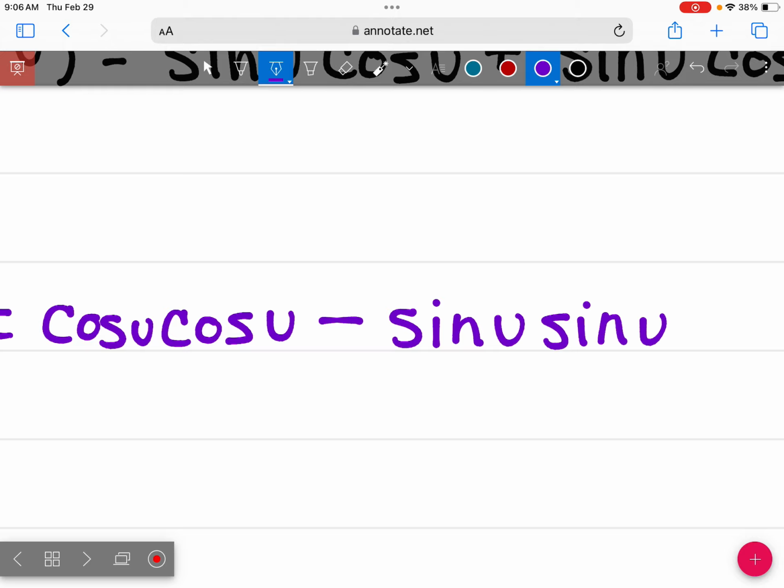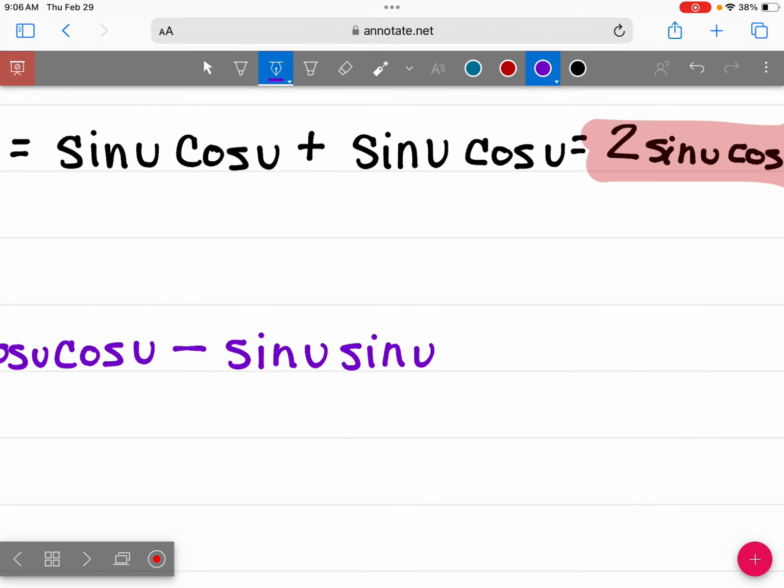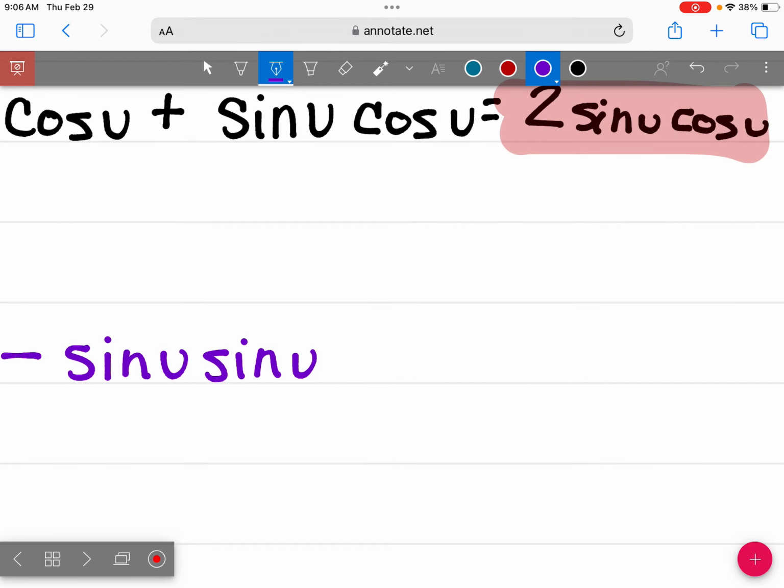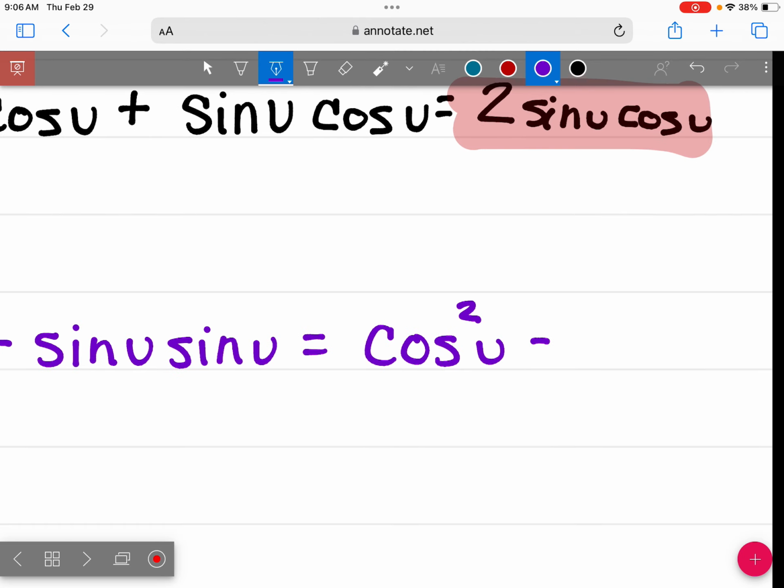Right. A is u and b is u. So when we simplify this, we could rewrite this as cosine squared u minus sine squared u.